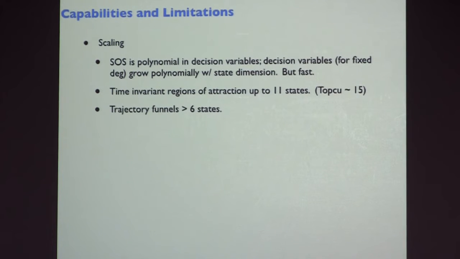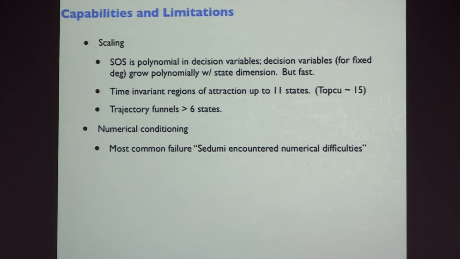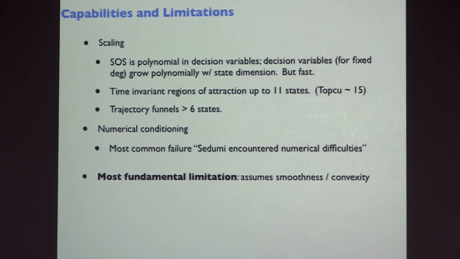We've been doing the trajectory funnels up to 6 states. We haven't really tried to go higher, but that's the biggest one we've tried. The biggest problem with it is numerical conditioning. So the most common failure of these tools is, "Sorry, I encountered numerical difficulties," but we've been working on trying to resolve those.